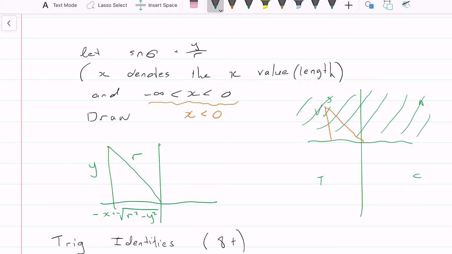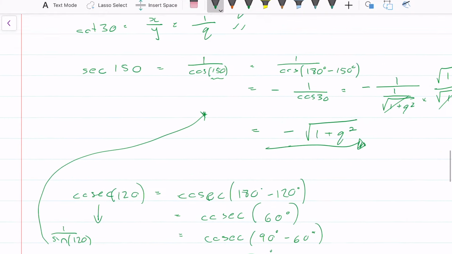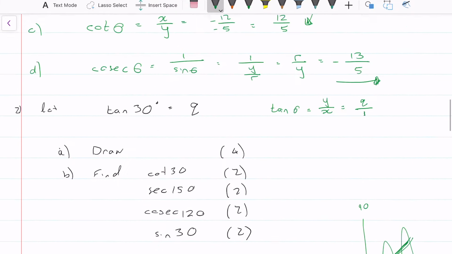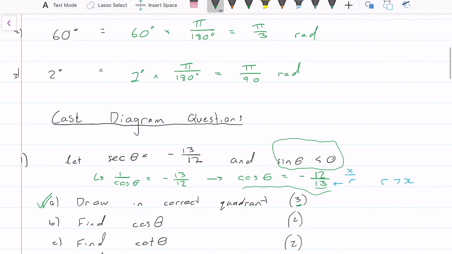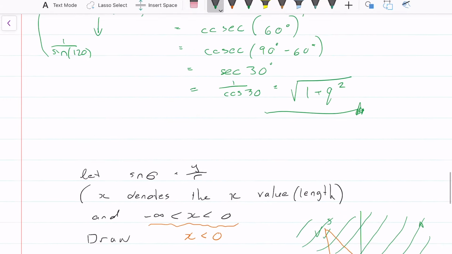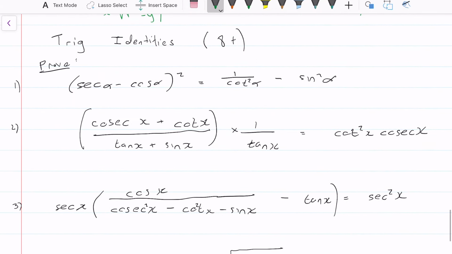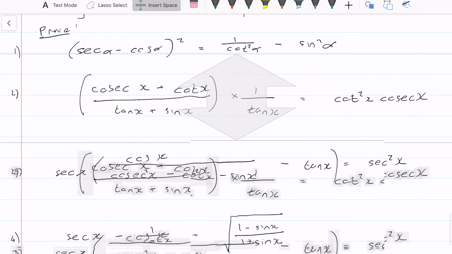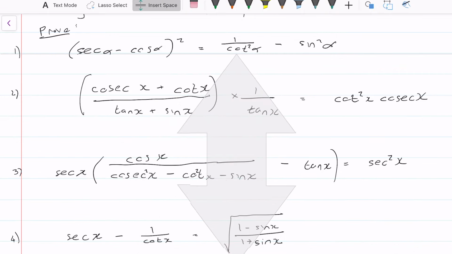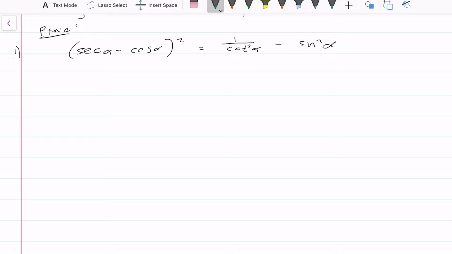Okay, again, there'll probably be follow-up questions, but I wanted us to just be able to know where to draw these diagrams. So with CAST diagrams, the most important thing is to be able to draw the diagram. After that, everything else is basically quite simple. Okay, so now let's get into some proofs. These proofs are really challenging. They actually take quite a bit of work, but if you can do these, you should be able to do basically any proof.